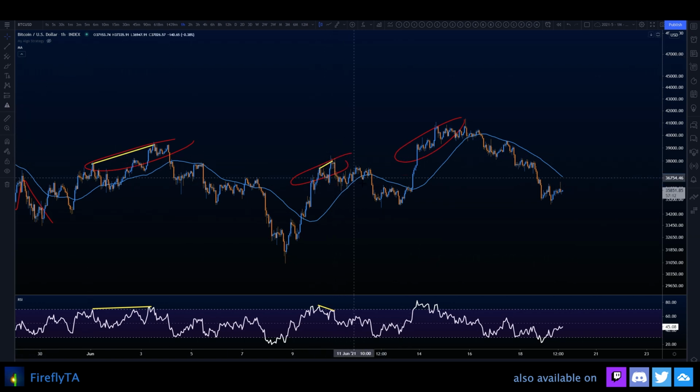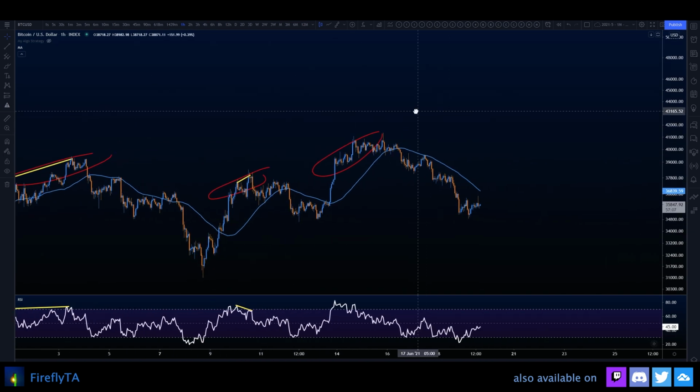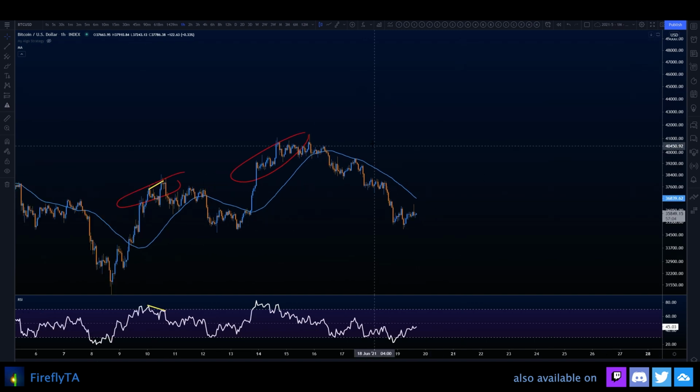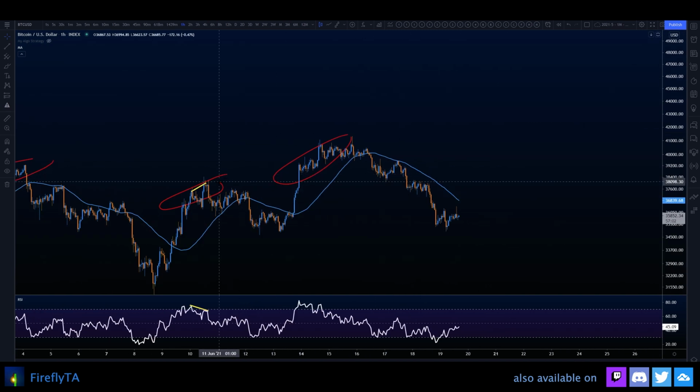We are above the 50-hour. Price went down, so this would be a hit for us. It would be a nice entry. Then we have this kind of price action here. You can see a higher high, lower high on RSI, bearish divergence confirmed.